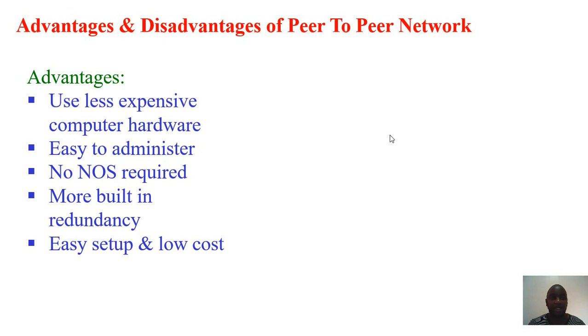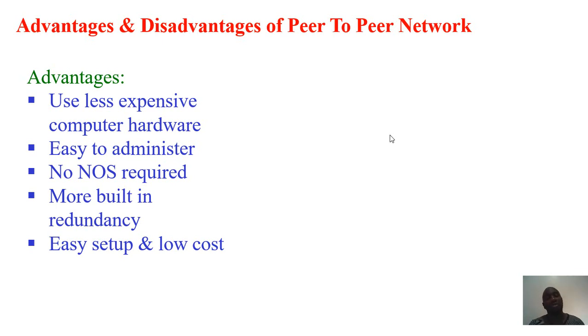Let's move on to the advantages and disadvantages of peer-to-peer. The first advantage is less expensive hardware. Only the hardware, take note, not the network. Less expensive computer hardware, because you don't need a server, you don't need routers, you don't need switches. But remember, when the number of computers exceeds a certain point and the workgroup becomes so big, it becomes a bit expensive.